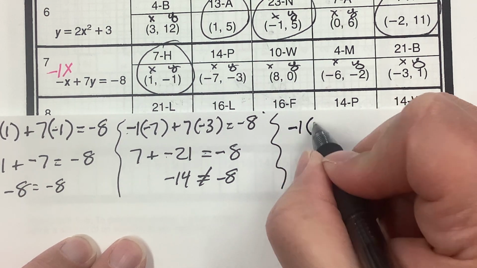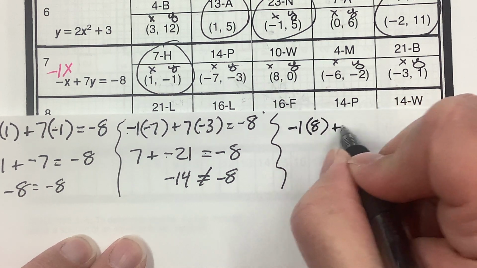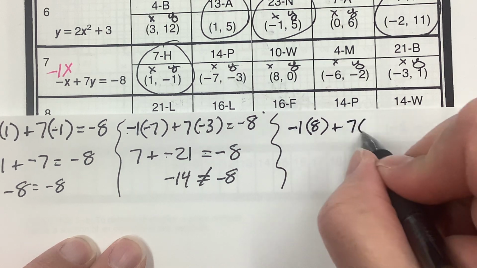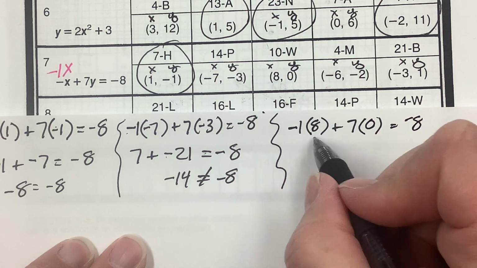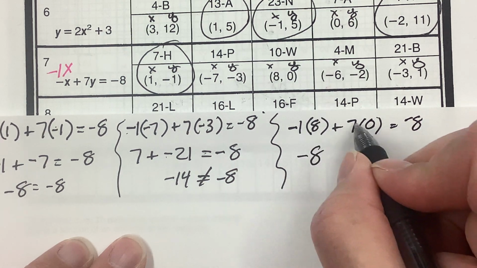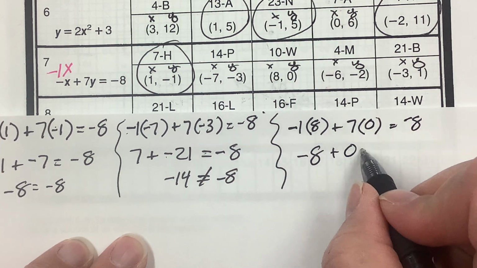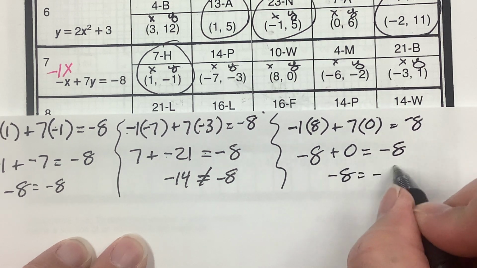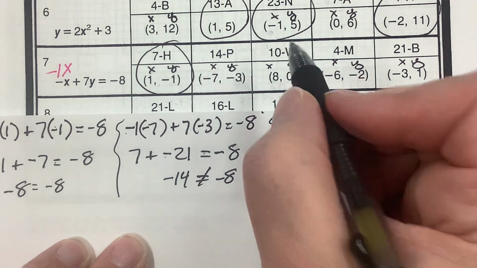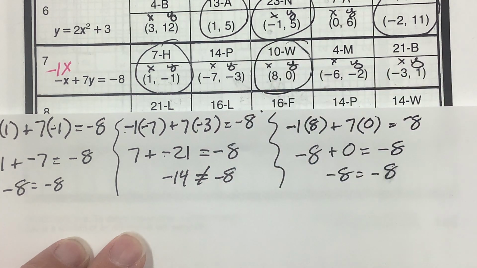Negative 1 times 8 plus 7 times 0 equals negative 8. Negative 1 times 8 is negative 8. 7 times 0 is 0. Hey, wait a second, that is going to equal negative 8. Negative 8 equals negative 8. This one did work.